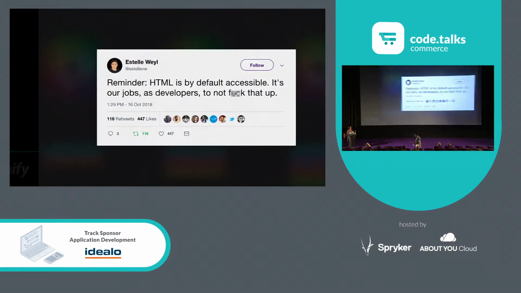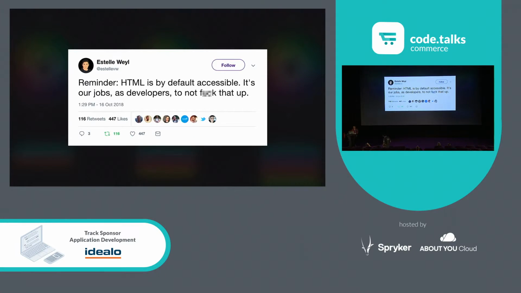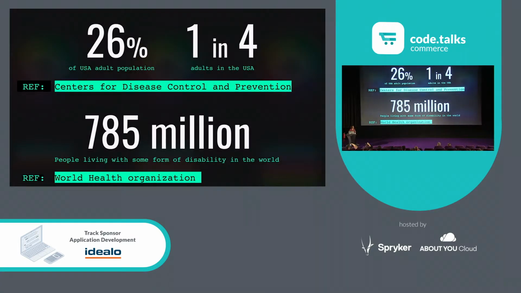Before we start, I would like to remind everybody that HTML is accessible by default. And what usually happens is that we introduce custom styles or functionalities that ruin the accessibility. And I also know that it can be hard for us to convince our bosses or clients that it is worth spending the time and effort to make our apps accessible. So I'd just like to run through some numbers.